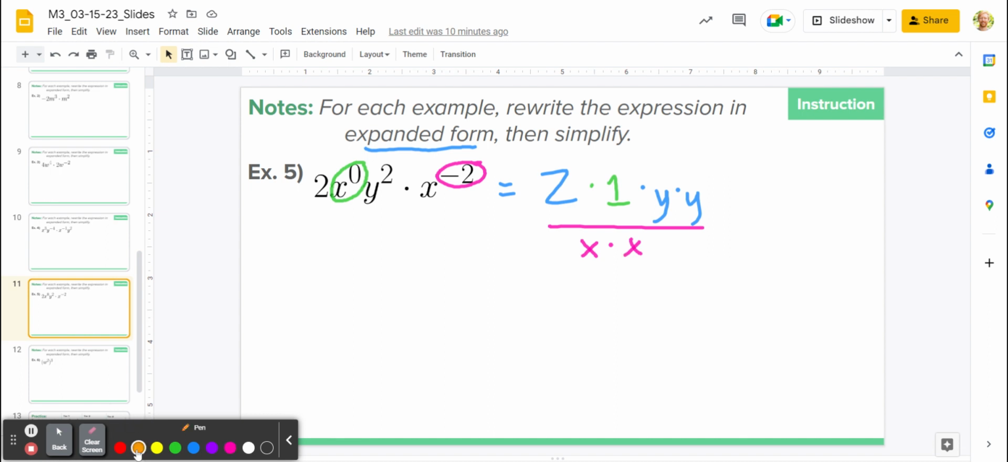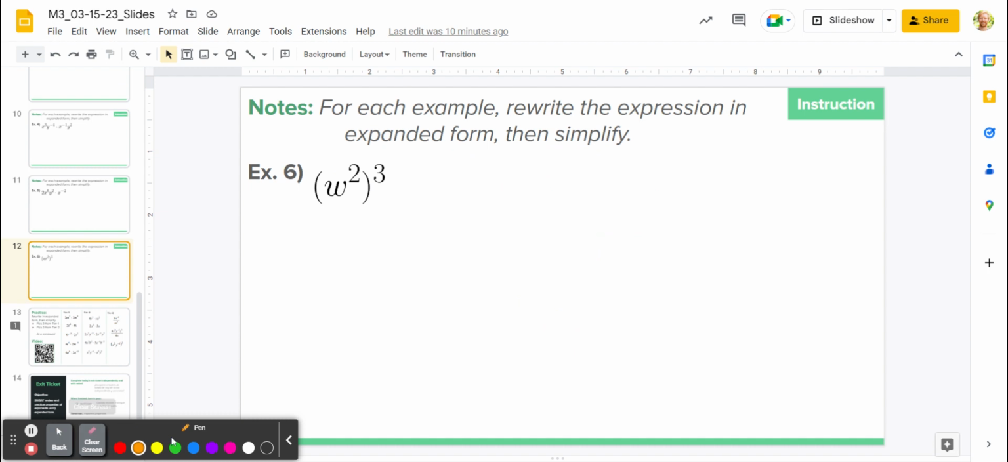Then if we look to simplify this, we see that there's nothing up top and bottom that we can cross off. So we can simply combine the 2 and the 1. 2 times 1 gives us 2. Condense down y times y to y squared, and condense down x times x to x squared.